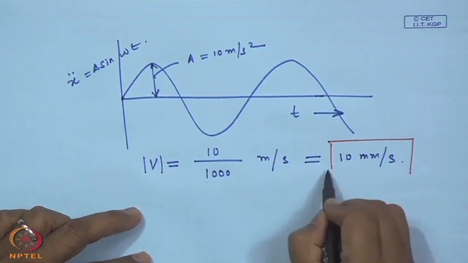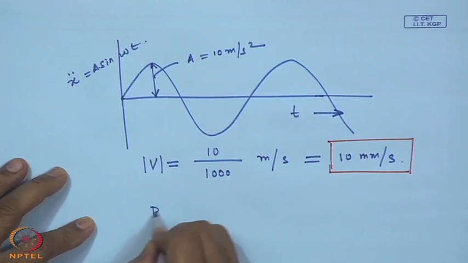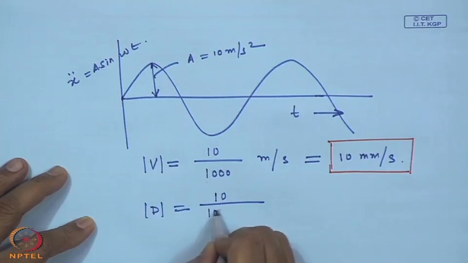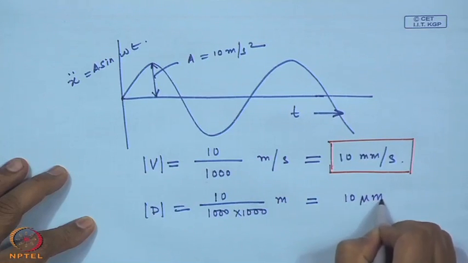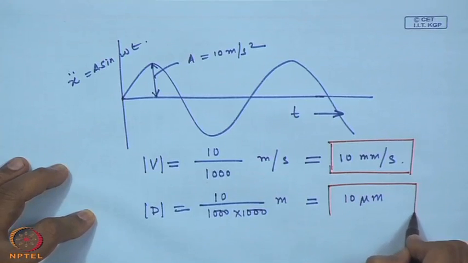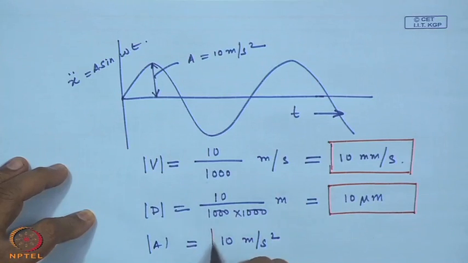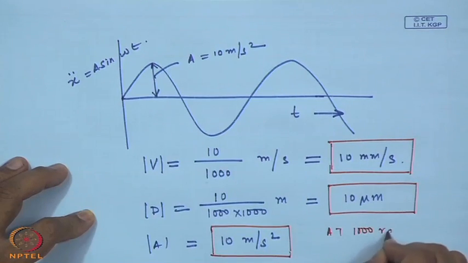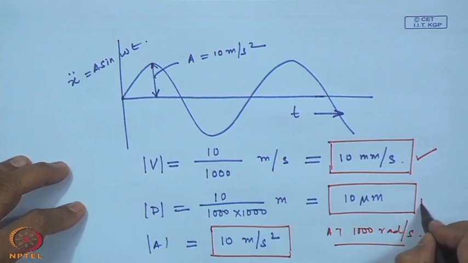So, I am putting them in the box to explain to you later. And similarly, the displacement magnitude will be nothing but 10 divided by 1000 into 1000 meters, that is equal to 10 micrometer. So, if my acceleration magnitude is 10 meters per second square for the same calibrator at 1000 radians per second, I have velocity as 10 millimeters per second, displacement as 10 micrometers.